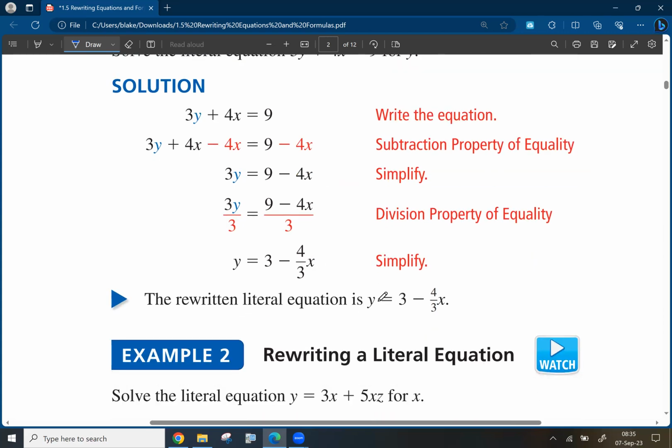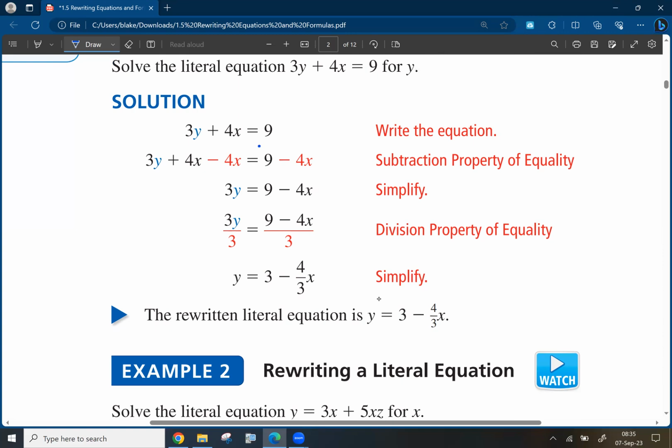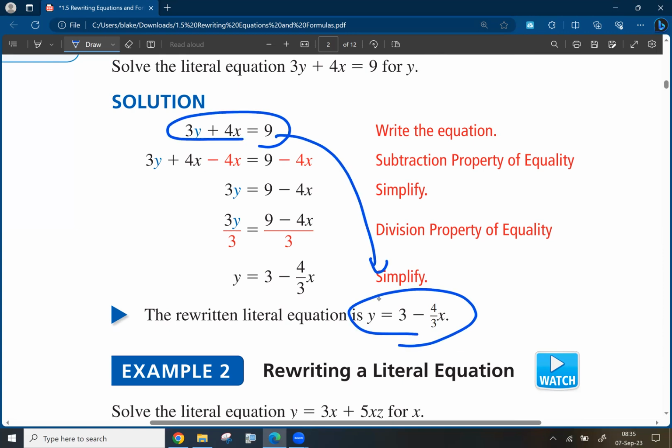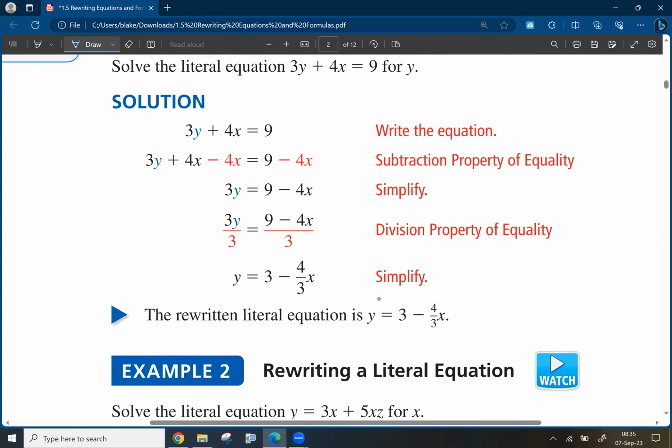So there it is. That's the equation. It's the same equation we started with, but it's rearranged so that the y is by itself. So that's what it means, like I said, when we solve for y.